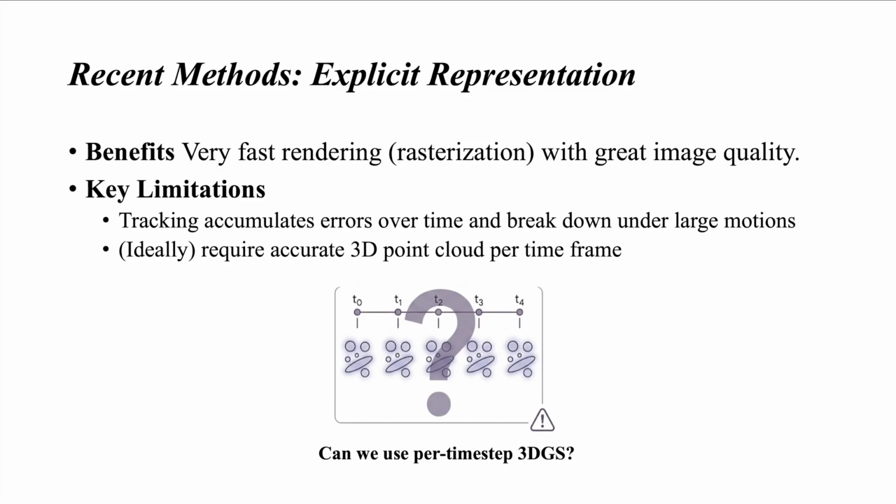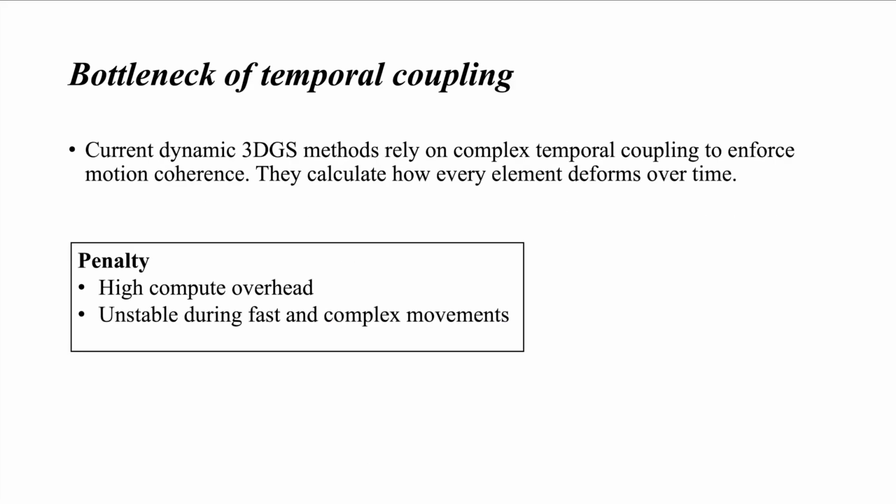This leads to the key question of our work. Can we use per time step 3DGS more simply and efficiently for synchronized multi-view dynamic scenes? As stated, most dynamic 3D Gaussian splatting methods rely on temporal coupling. While this works for slow, continuous motion, it creates a penalty in high-speed scenarios, such as high compute overhead and significant instability when trying to track rapid, nonlinear athletic movements.